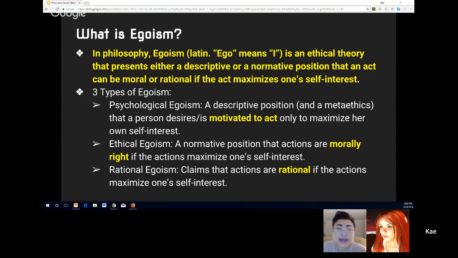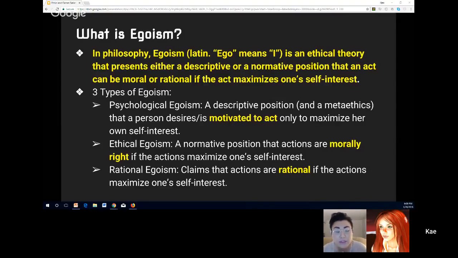Okay. So psychological egoism is a descriptive position that a person is desired or motivated to act only to maximize her own self-interest. So it's the belief that every act that I do in my life is to benefit myself and nobody else. That's the natural state of being, okay?